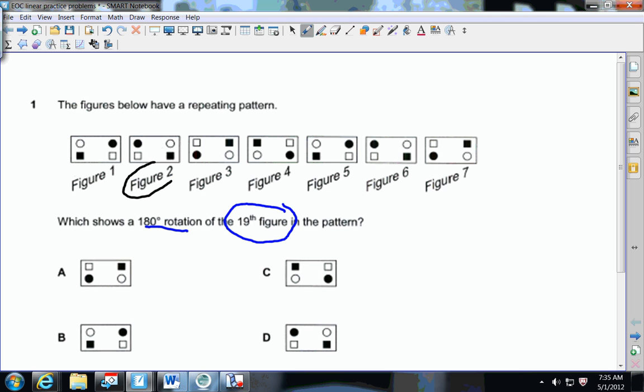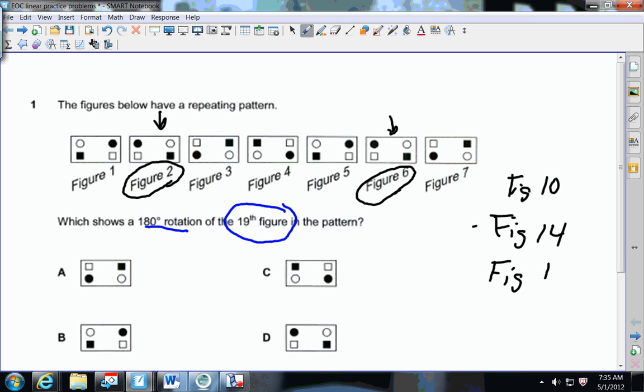Okay, so you're saying to go from 2 right here, add 4, I go up here to 6, it'll look the same. 4 more, so it'll go to figure 10, right? And it'll look just like these. And then figure 14 would look like those. And figure 18 would look just like this. So that means that figure 19 would look like this, correct? Okay, so that is figure 19.